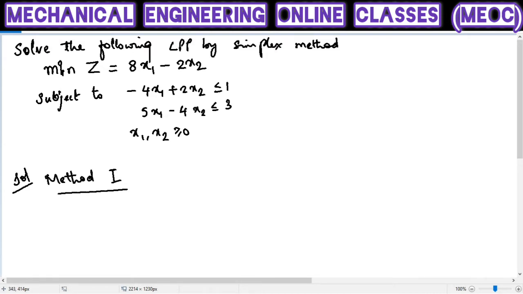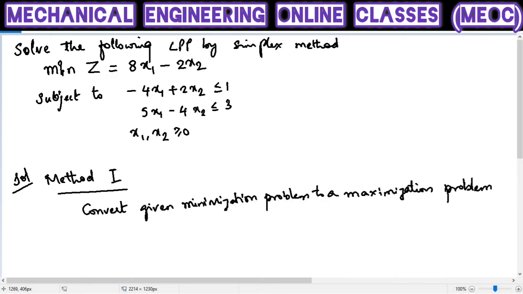In method 1, I will convert the minimization problem into a maximization problem. If the given question was a max type, then we already know how to solve the problem. We have already solved it previously. If you want to check it back, you can check it in the description. The link is given. Now here this question is a minimized type of question.